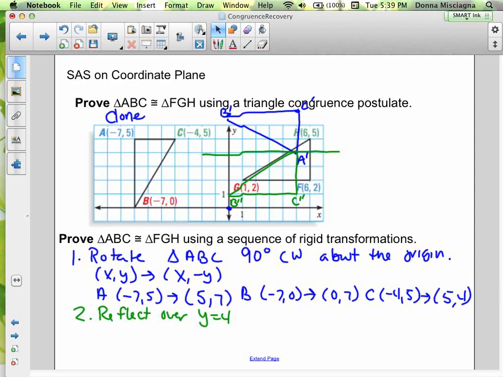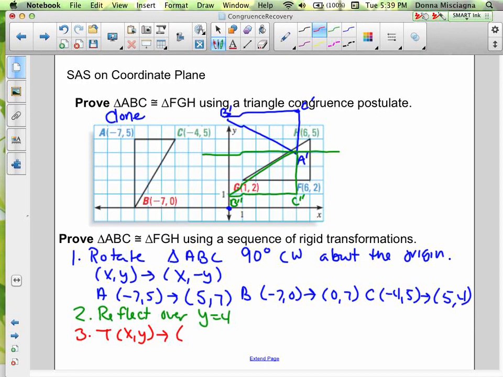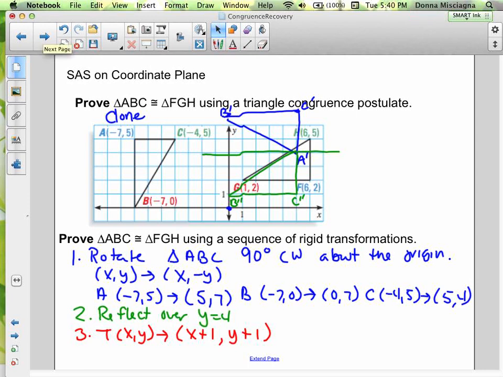And now we have only one more transformation. We don't even have to draw this. We want to map C to F and B to G and A to H. So we have one more transformation, and that's a translation, and we want each point to move 1 to the right and 1 up. And there we go. So now 3 different ways to prove these triangles are congruent, through transformations and through a triangle congruence postulate. So these 2 triangles, definitely congruent.